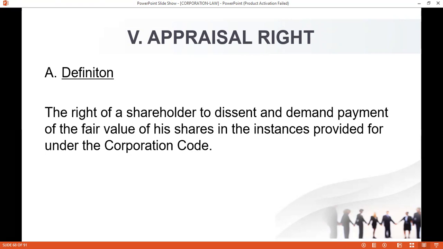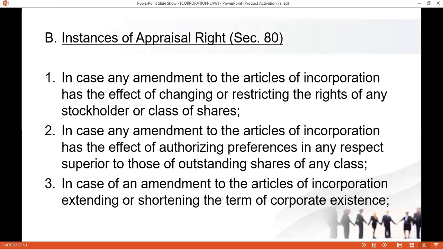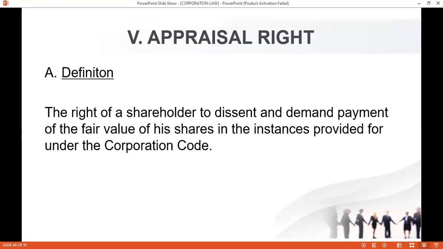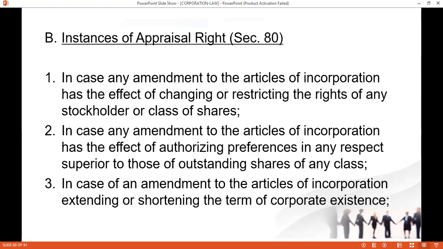Ito, no? The right of a shareholder to dissent and demand payment of the fair value of his shares in the instances provided. So meaning, ibebenta niya na ngayon yung kanyang shareholding, ibebenta niya. So ano yung mga instances, ang nakasaad dito, in the instances provided for under the code, meaning limited lang din yung instances kung kailan nila ma-exercise yung appraisal right. So ano yung mga instances?